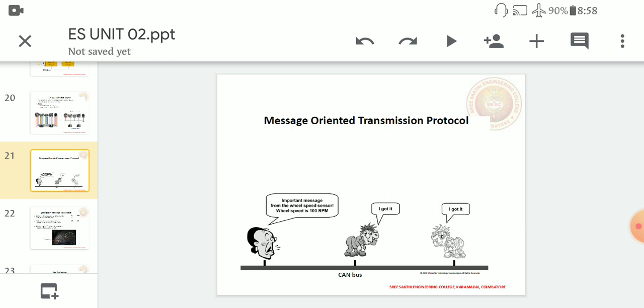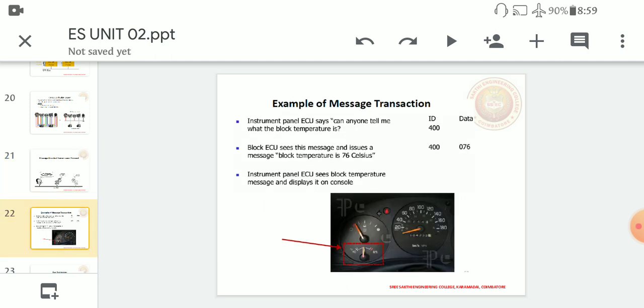This is how the message protocol transmission is oriented. We already have a queue, right? Whenever an important message comes, it automatically gets the way based on the priority. Speedometer, fuel indications, speedometer and seatbelt warning indicators: all the components get together in a single display, but the function varies depending on the component.